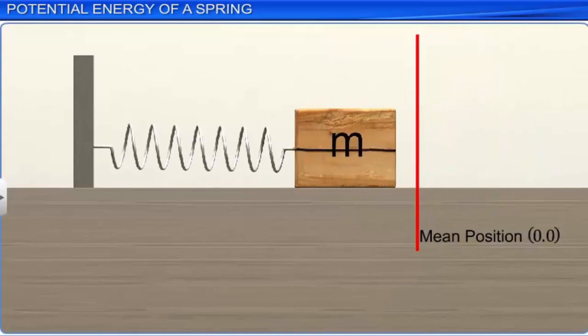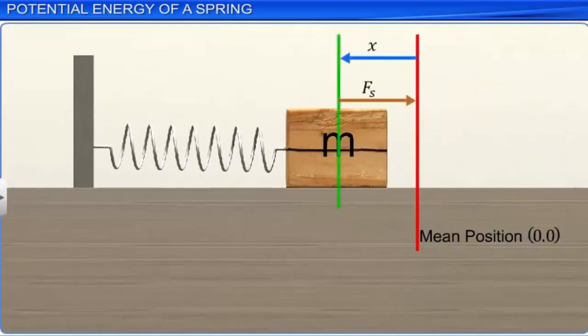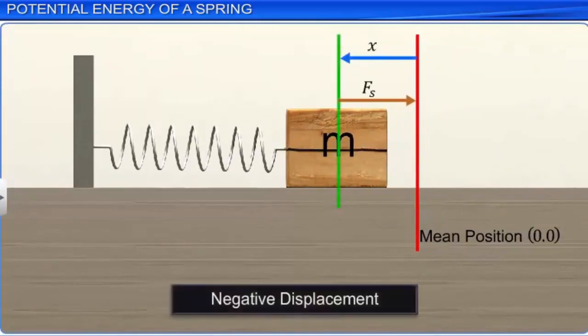When the spring is compressed, the displacement is negative. The spring force is the restoring force which is responsible for bringing the block attached to the spring back to its mean position.